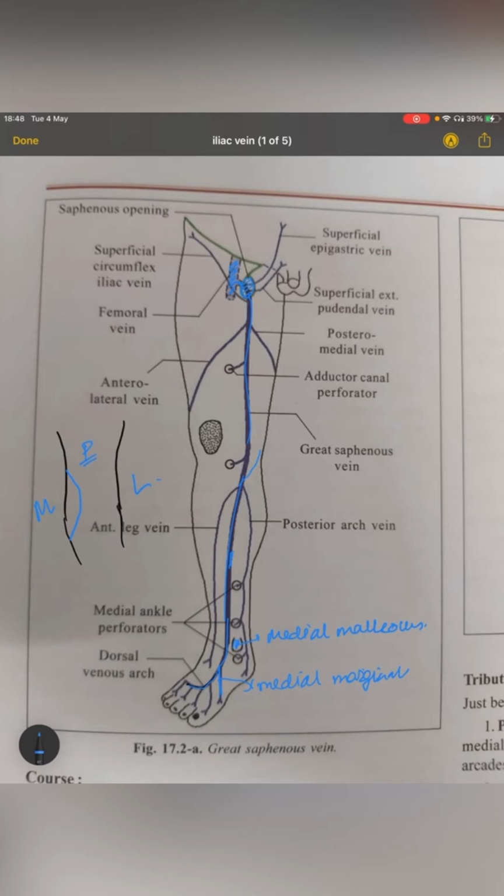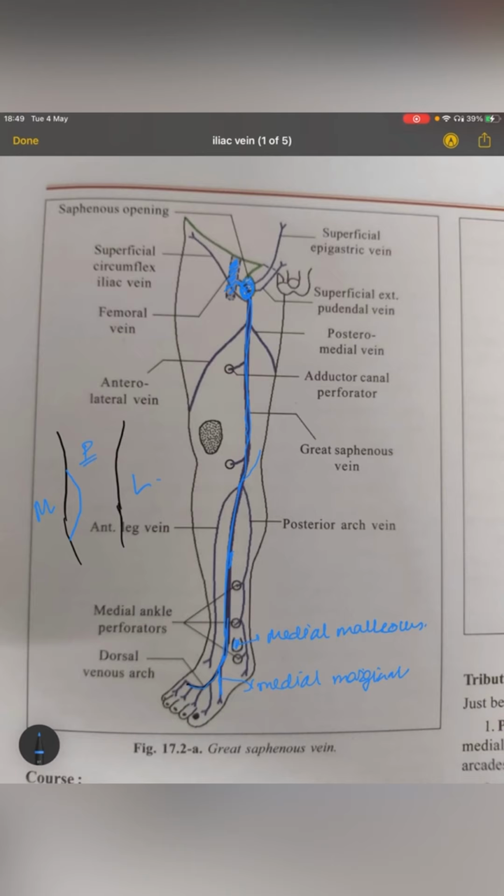These two join to form the great saphenous vein, which goes in front of the medial malleolus and then ascends all along the medial side of the leg. In the popliteal region it goes posteromedially and then again comes to the medial aspect and ascends in the medial side of the thigh, then pierces the cribriform fossa, then goes deep, then pierces the femoral sheath within which our femoral vein lies, and then ultimately drains into our femoral vein. That is the whole course of this great saphenous vein.